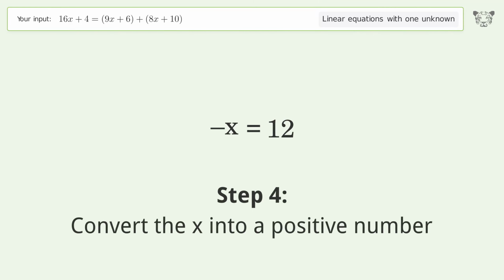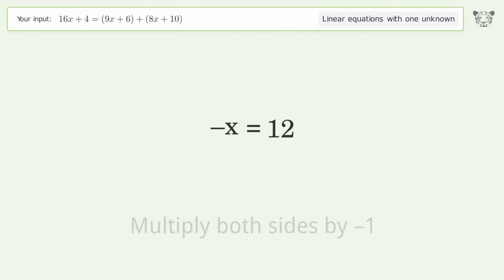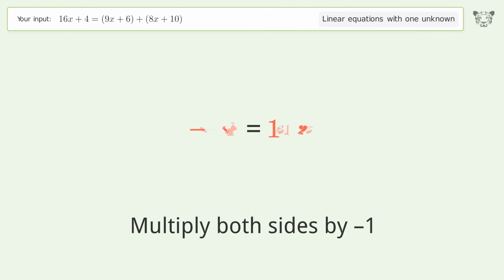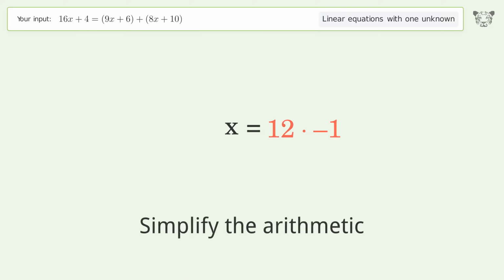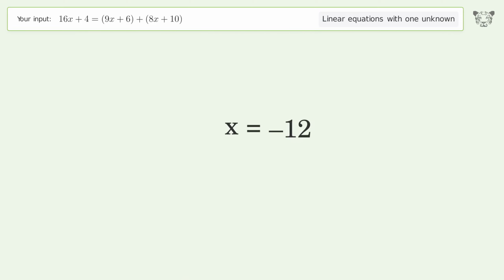Convert the x into a positive number. Multiply both sides by -1. Remove the ones. Simplify the arithmetic. And so the final result is x equals -12.